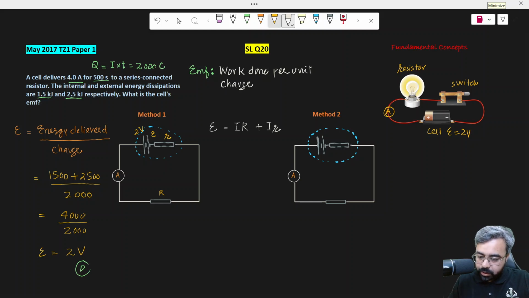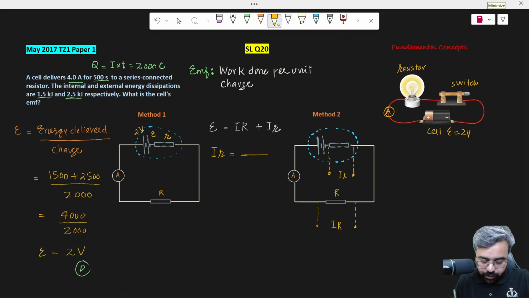Now in this method, we will try to find the potential difference across the internal resistance, which is I small r, and the potential difference across the external resistance, which is I big R. By the way, for your information, this I big R is also called the terminal potential difference if there's just a single external resistor in a circuit. Now, what is I small r? I small r is the potential difference across the internal resistance, which we can calculate from the energy dissipated inside it.